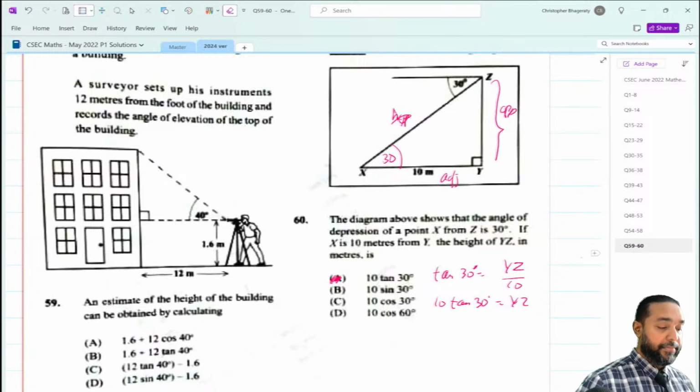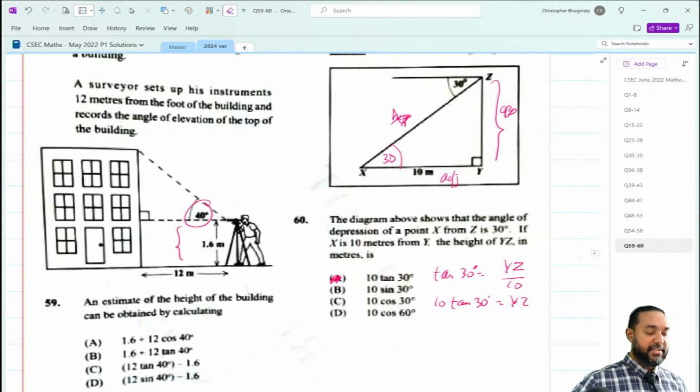Okay, 59 now. A surveyor sets up his instruments 12 meters from the foot of a building and records the angle of elevation of the top of the building. So we've seen it is 40 degrees here, and the height here is 1.6. An estimate of the height of the building can be obtained by calculating.